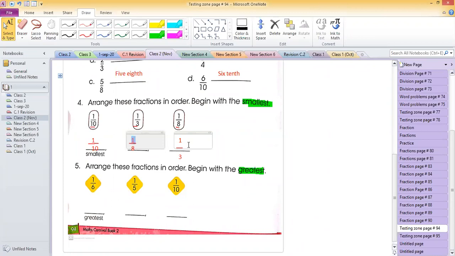All right. After 1 over 5, what should I write? 1 over 6. Okay, 1 over 6. Very good, guys, very good.